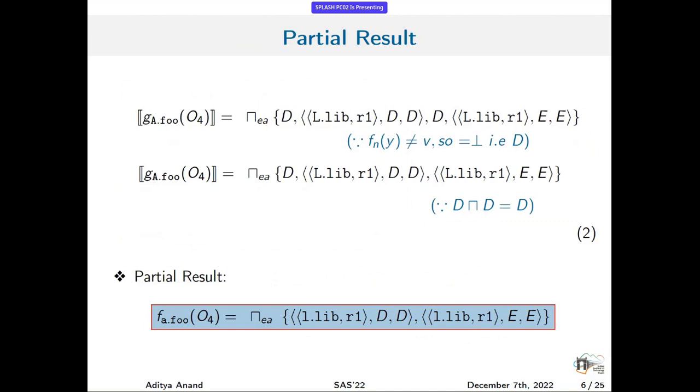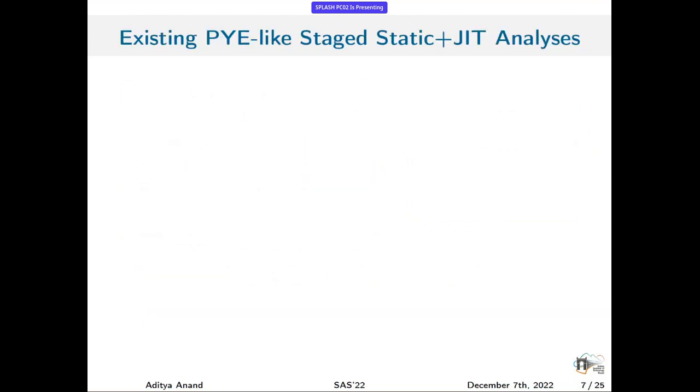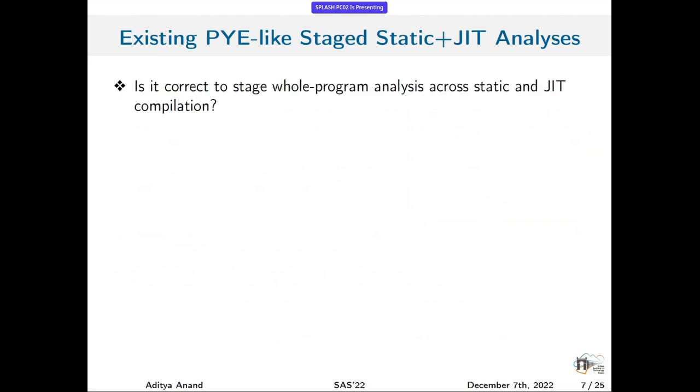Now that we have the partial results, there are still some challenges which PI-like staged static plus dynamic analysis does not address. For example, is it correct to stage whole program analysis across static and JIT compilation?